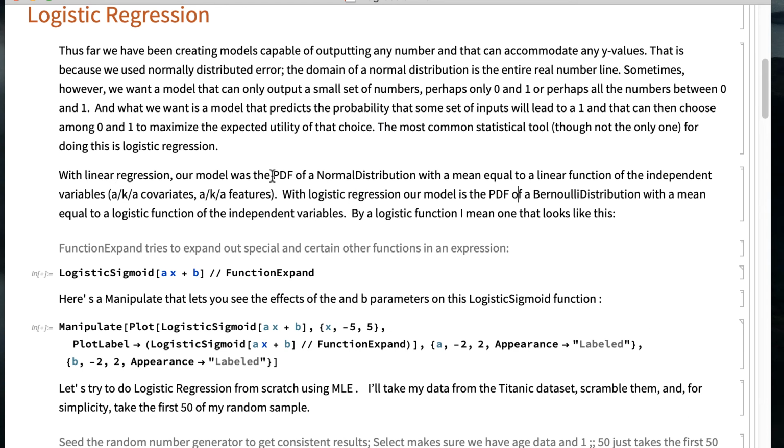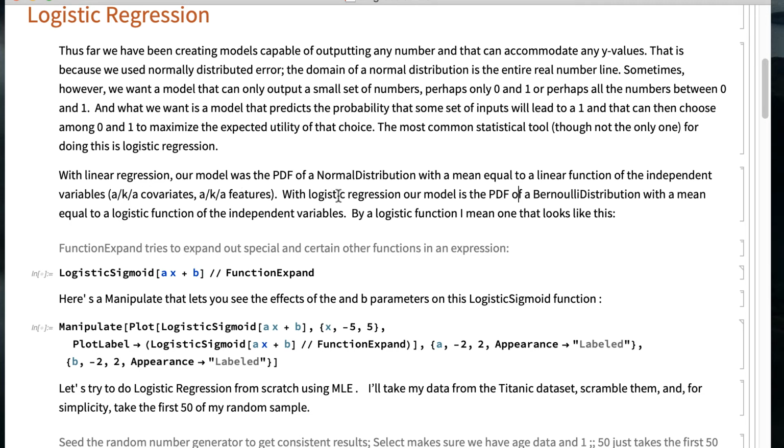With linear regression, our model was the PDF of a symbolic normal distribution, and that normal distribution had a mean that was equal to some linear function of the independent variables. By the way, independent variables are sometimes called covariates, and they're sometimes called features.